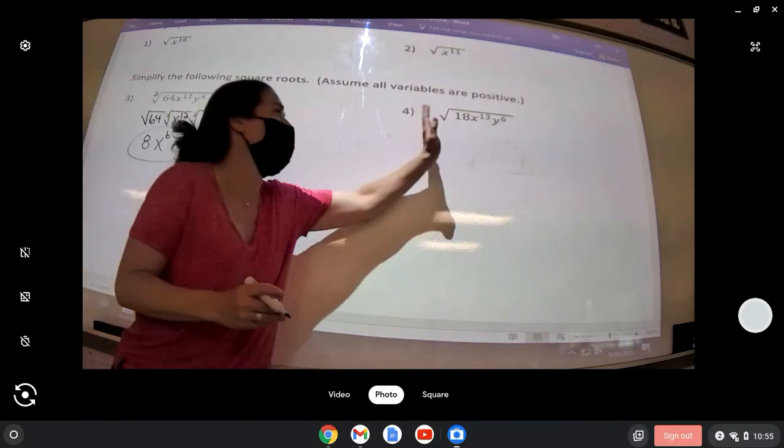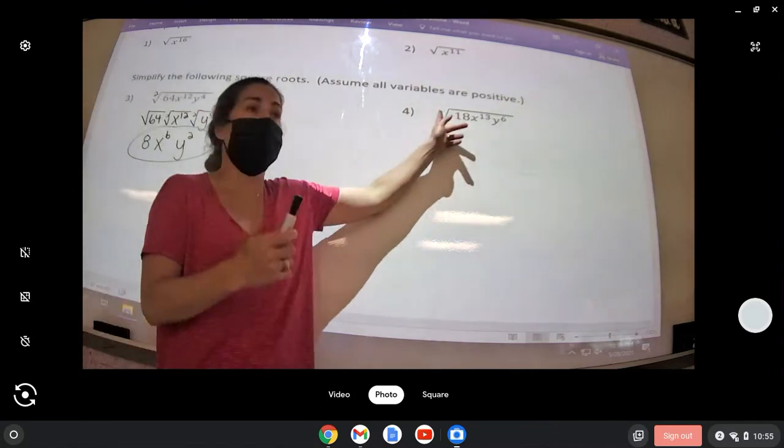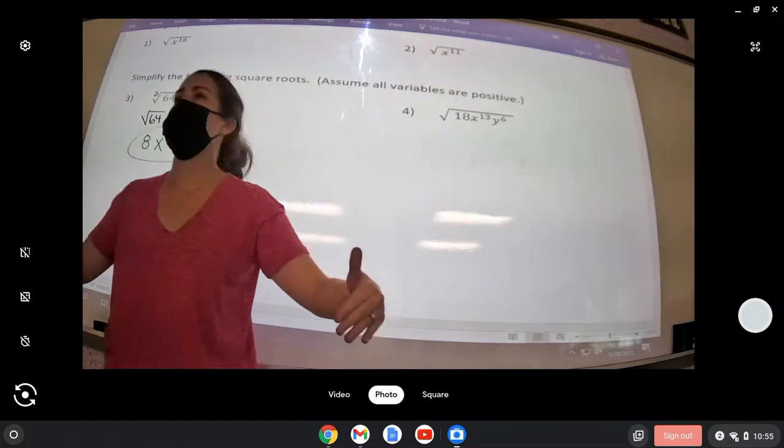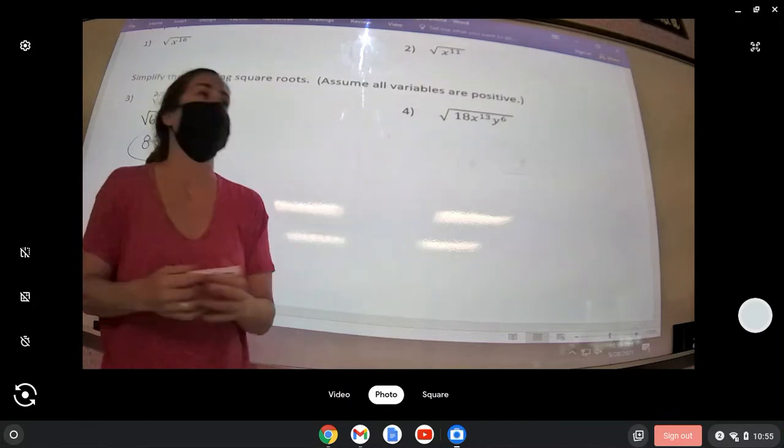All right, so let's look at example 4. Let's say you're asked to take the square root of 18 x to the 3rd y to the 6th. Well, first I've noticed it's the square root, and I noticed that everything's attached by multiplication. So guys, let's split it. Let's write everything under its own square root so I can work with it on an individual basis.